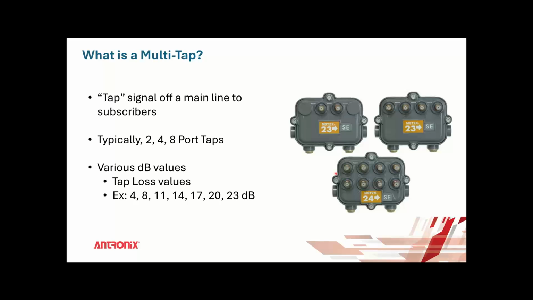So what is a tap? A tap is actually here to tap off the main line to each of the F connectors that goes down to a drop to a home. Typically, taps come in 2-port taps, 2 F connectors, 4-port taps, 4 F connectors, and 8-port taps. And they come in various dB values here. So as you can see, this is a number 23 on here, 24. This is the actual loss between the input and the F port. So it's the loss going through the tap to the F connector. Not the insertion loss, but through the tap to the tap port.